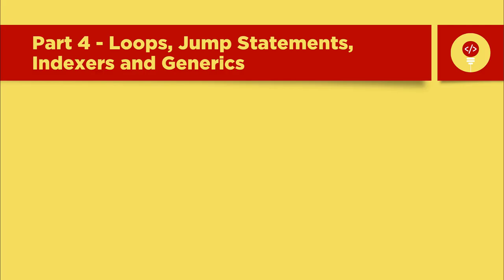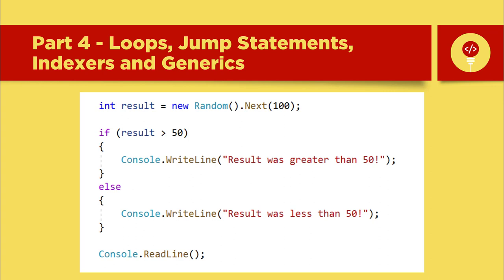Hello and welcome to Maximum Code for another tutorial on iterations, jump statements, indexers, and generics. In the past tutorials, we talked briefly about statements. In C#, they perform some action, for example, declaring variables, assigning values, calling methods, and so on. There are also statement keywords, and they are executed in sequence.